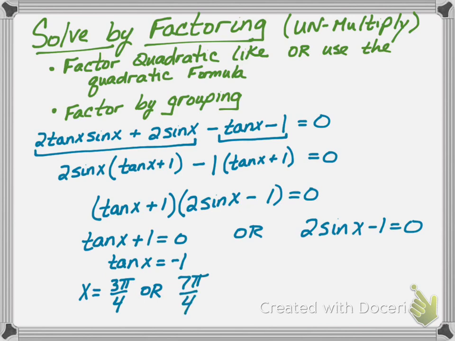The reference angle for tangent of x equal to 1 is pi over 4, but tangent of x is a negative value in the second and the fourth quadrants. Then 2 sine of x minus 1 equals 0 means sine of x equals positive a half, and we've solved this a couple times already. So x equals pi over 6 or x equals 5 pi over 6. So this one has 4 solutions: 3 pi over 4, 7 pi over 4, pi over 6, and 5 pi over 6.